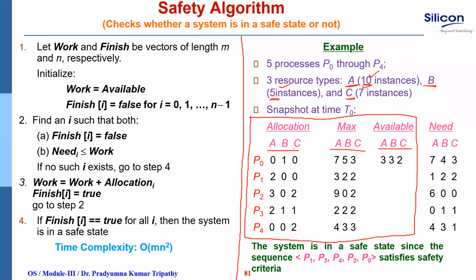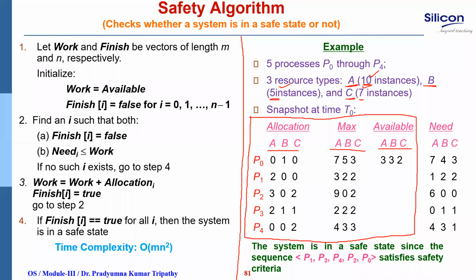So total, this matches. C, how many C are there? 2 plus 1 plus 2, 5 number of C are allocated. 2 are available, 5 plus 2, 7. So even if these are not given, you can compute. If any one of these two is not given, suppose this available is also not given, you can subtract it from here and get this available. Can you get it or not?